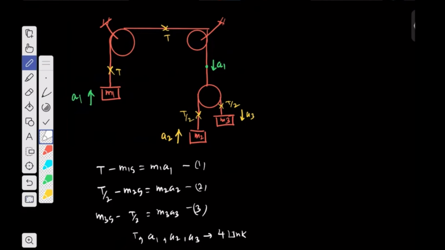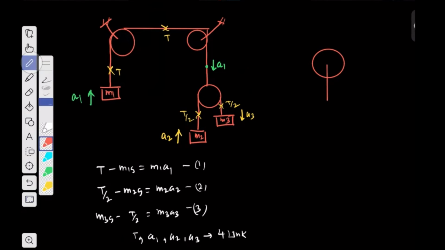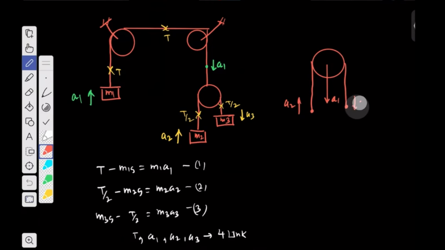So we'll need one more equation, and that will come through the constraint equation. Whenever you see a moving pulley, you can apply the moving pulley constraint. We have considered the pulley going down by A1. The point on this side will be going up, with M2 going up with A2. The point on this other side will be going down with A3.